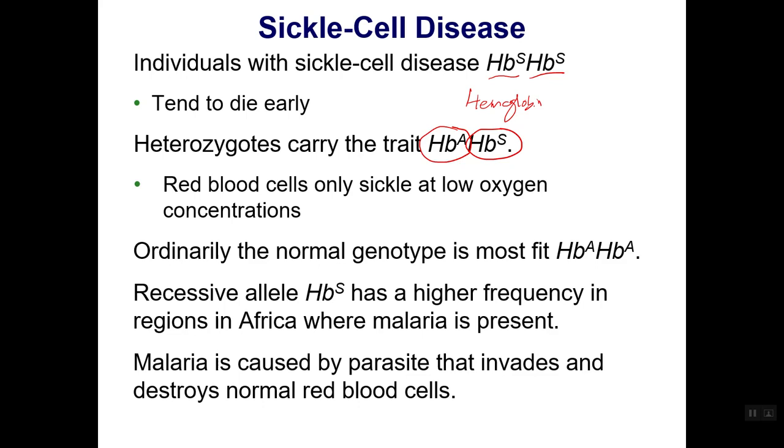A person that just has sickle cell trait can live their whole life without knowing it potentially, but definitely not the case for those that have sickle cell disease. Someone that has a normal genotype for the hemoglobin protein is typically seen as the most fit. They have HbA, HbA. The recessive allele HbS, however, has a higher frequency in regions in Africa, where malaria is more present than pretty much anywhere else in the world.